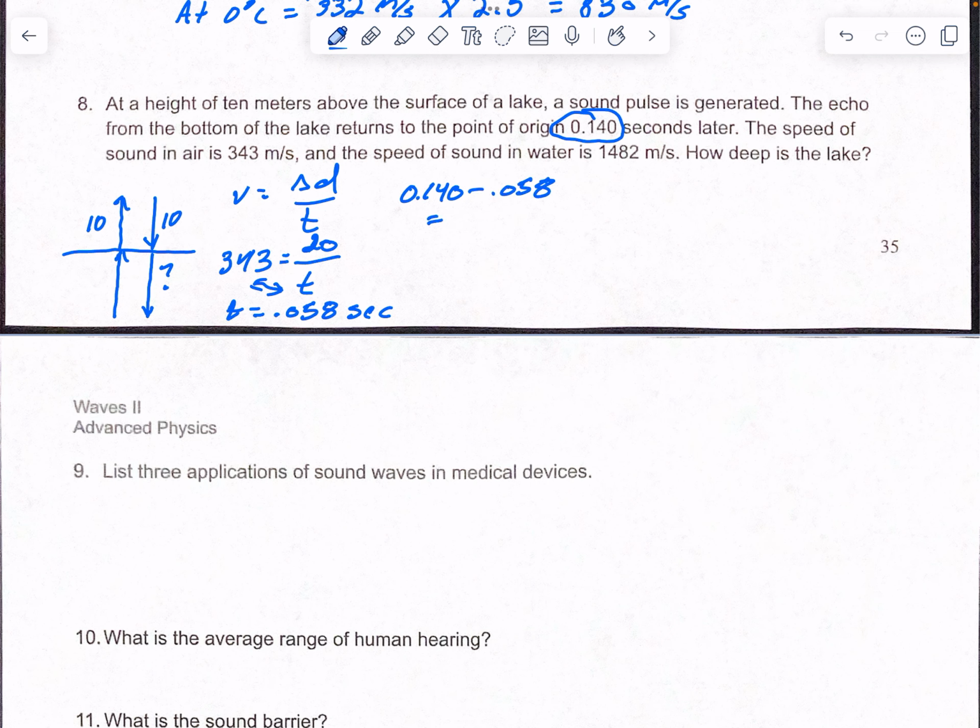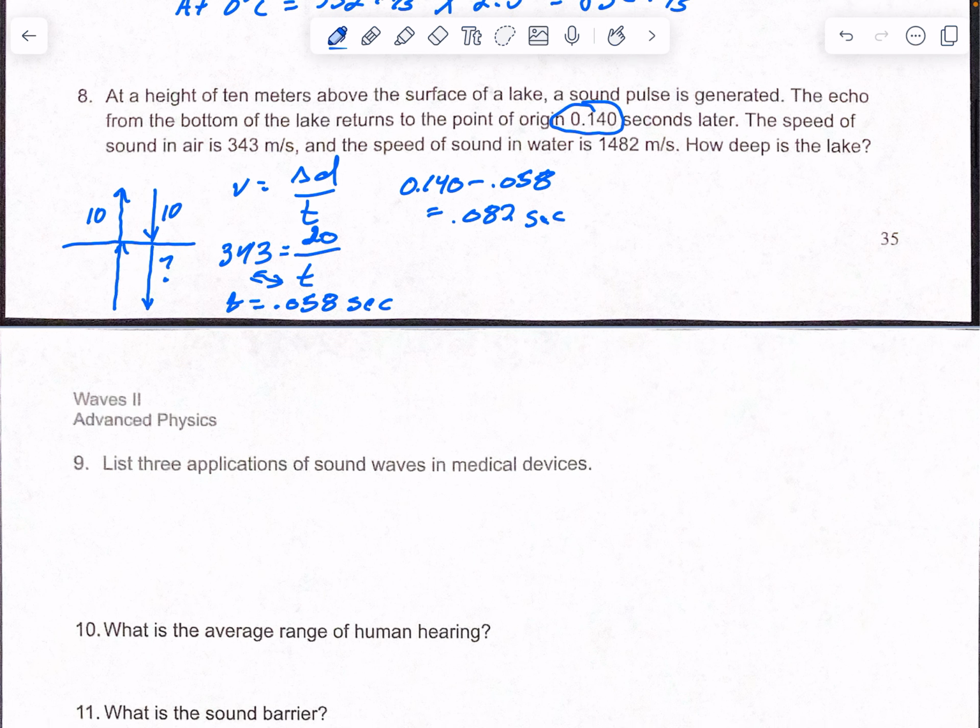Okay, and that is going to give you 0.082 seconds in water. Okay, so that is the time to go down and the time to go back. But remember, we only care about how deep it is. We don't care about how deep it is to go there and back. So all I'm going to do is split this in half. Okay, and that gives you a time of 0.041 seconds. So that's how much time it takes to get to the bottom of that water.